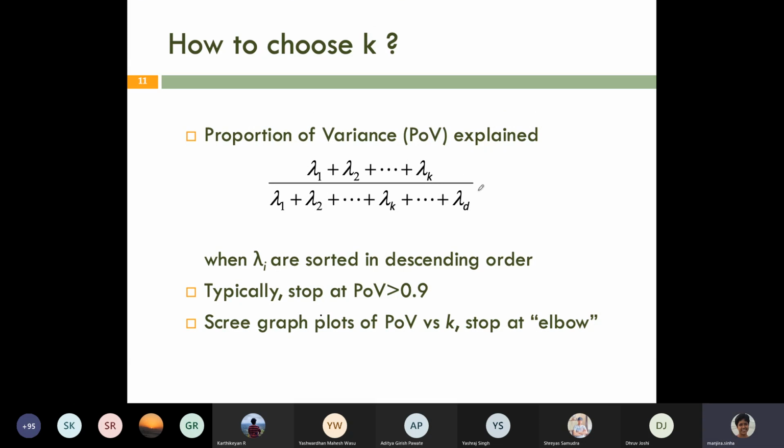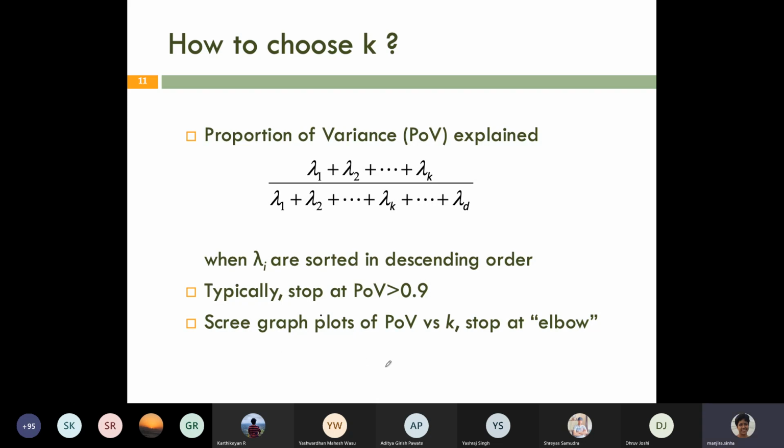So this proportion of variance is the ratio of the sum of the k eigenvalues of the k-dimensional target feature space, and the sum of d eigenvalues of the d-dimensional original feature space. Don't get overwhelmed by all these eigenvalues and different dimensions. Basically this is a ratio to derive the value of k, and we stop where the proportion of variance is 0.9.